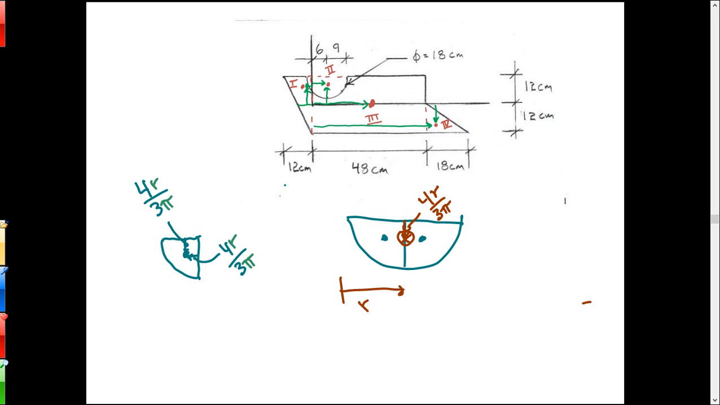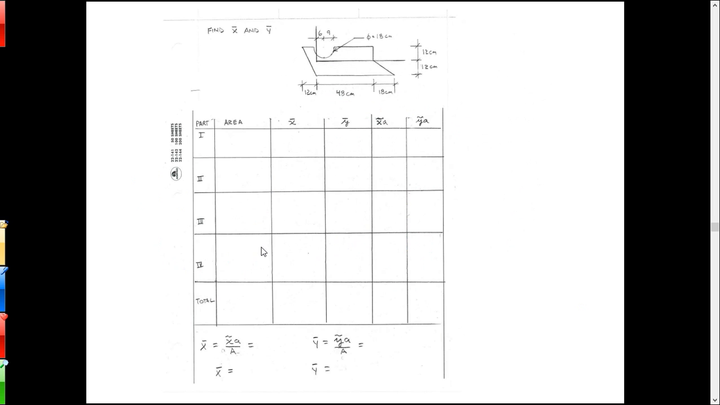There we go. All right, so off we go. So I get a nice little table set up. I got the 4 parts there for the column on the left, and then I've got the total area. That's the next column, X bar, then Y bar, and then I just multiply the stuff out in the last 2 columns. And then I do the final calculation on the bottom.